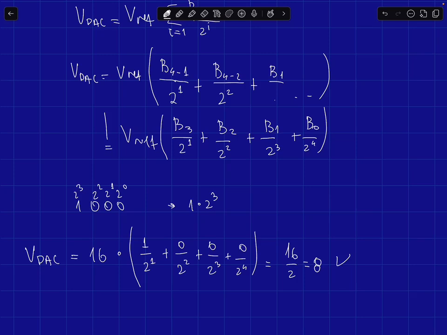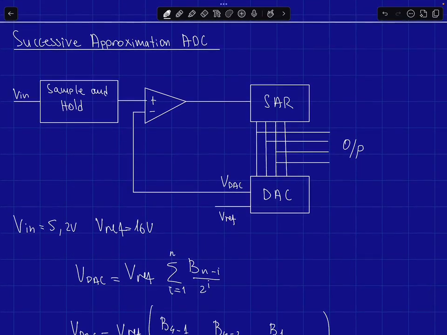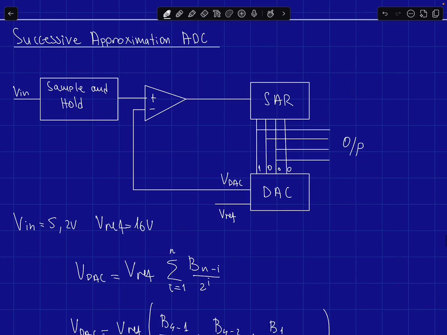How it works is, first we have a Vin that we want to convert, and that goes into a sample and hold circuit. What that does is it takes that Vin and makes sure that everything else is stable during the conversion. In the meantime, the register puts by default the most significant bit to 1 and the rest to 0. So first it puts 1000, which the DAC converts to an analog voltage, in this case 8 volts, so we can compare it to the Vin at the comparator.